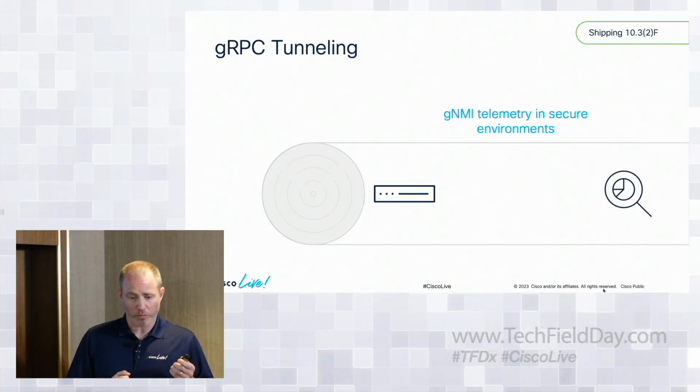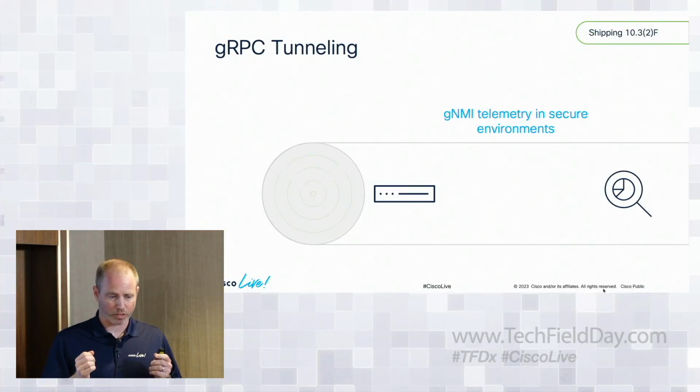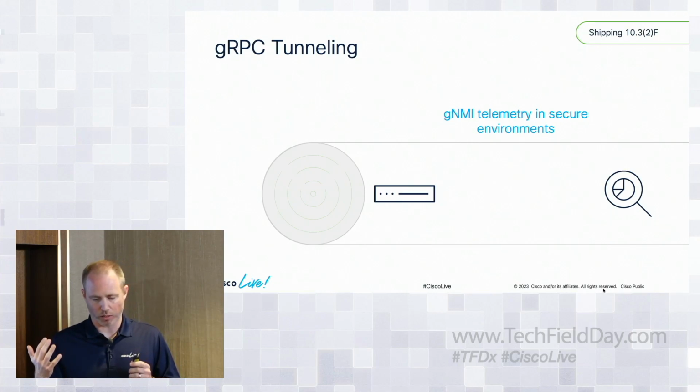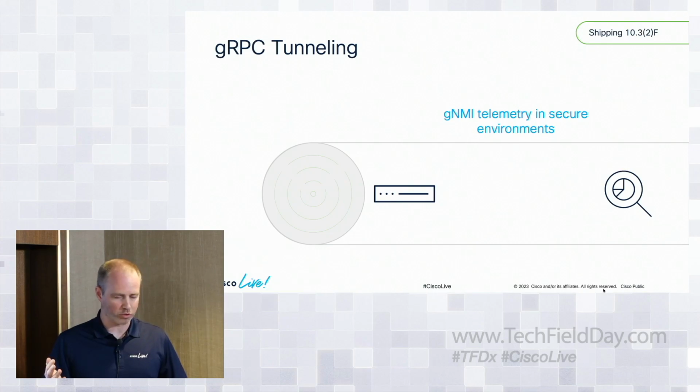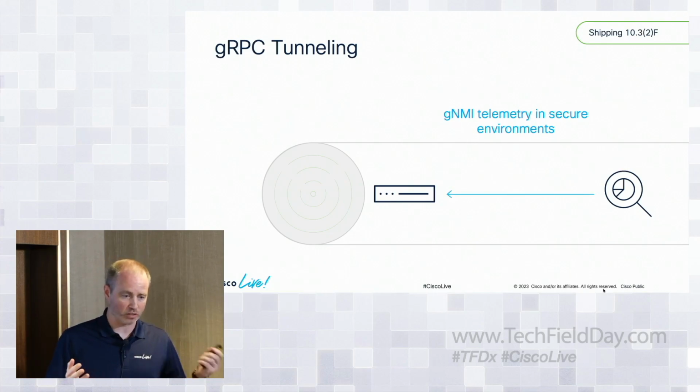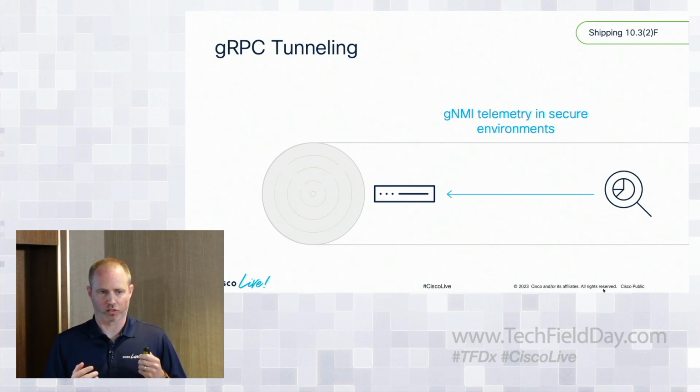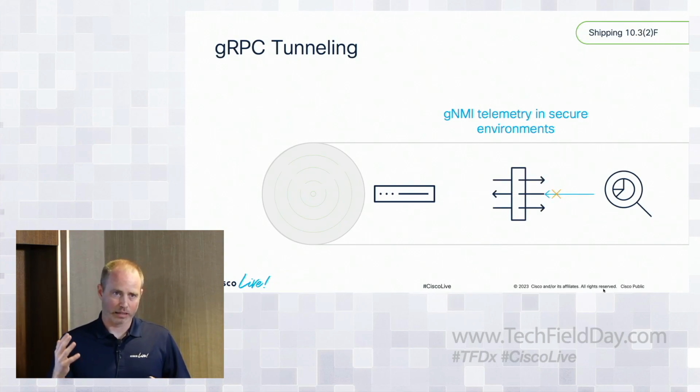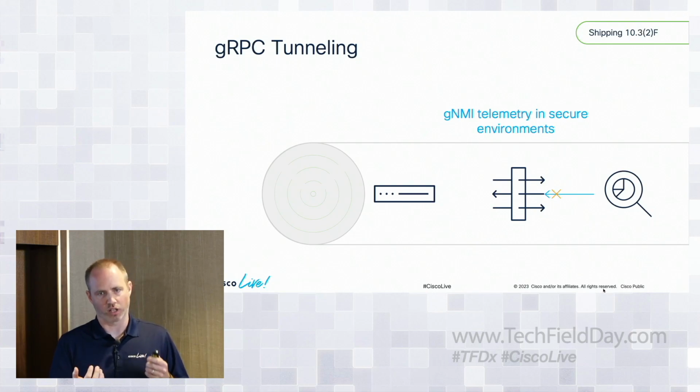So gRPC tunneling, I mentioned that briefly. The model with GNMI is that the client initiates the connection inbound to the switch, and then the switch sends that information. Now, what we have seen is that in some environments, the monitoring infrastructure is separated from the production network via firewall, and that prevents the client from initiating this connection inbound, because opening that port inbound through the firewall is not an easy process to push through.